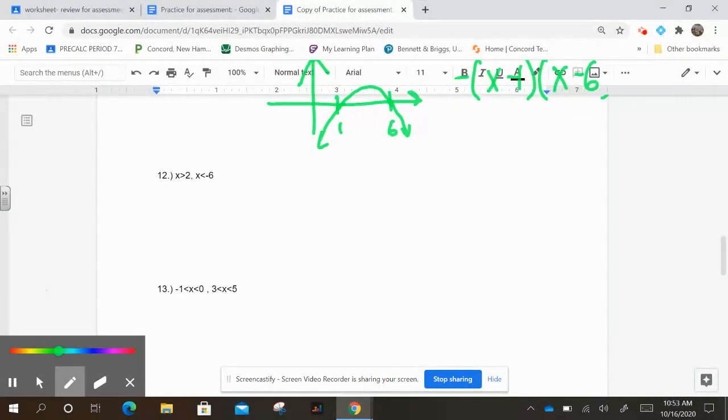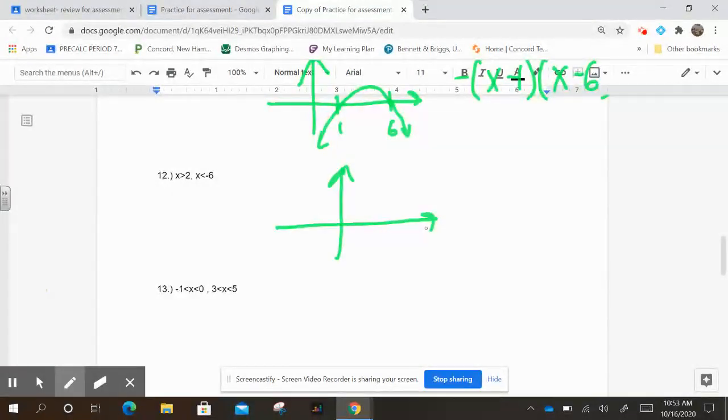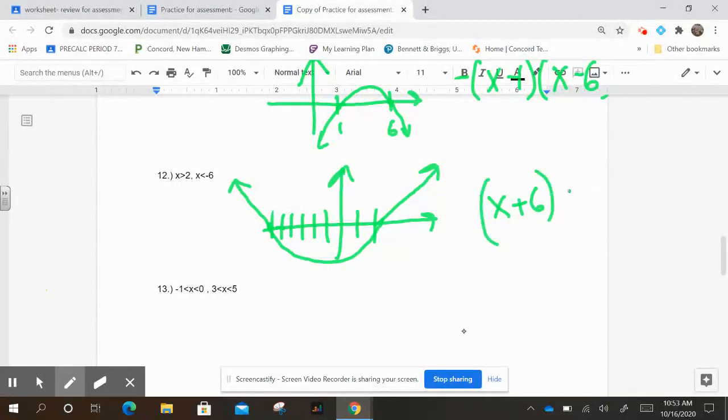Okay, so for this one, I want to be above the axis when I'm bigger than 2 and when I'm less than 6. So I want to be above the axis like that. Now this one's just going to be like a normal parabola, so I don't need to put a negative sign out front. And my equation is going to be the opposite of them. It's going to be bigger than 0.